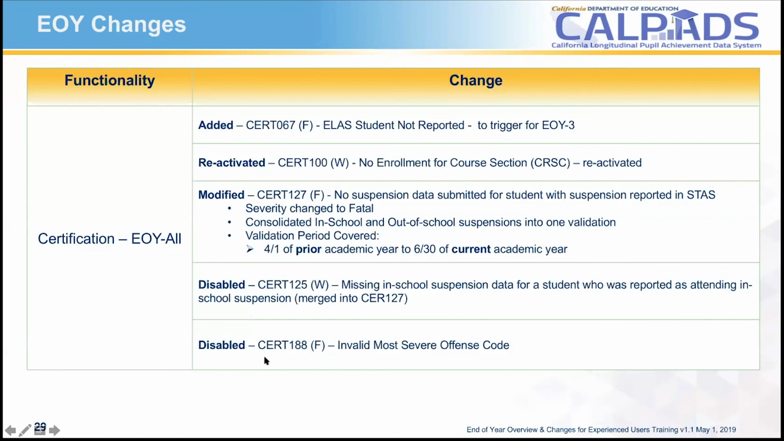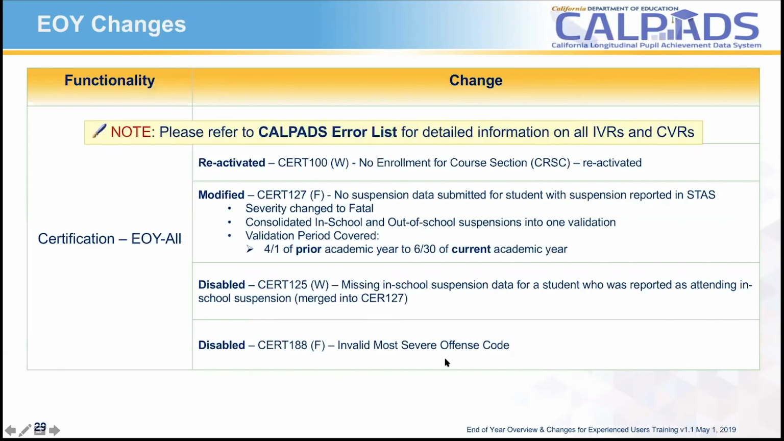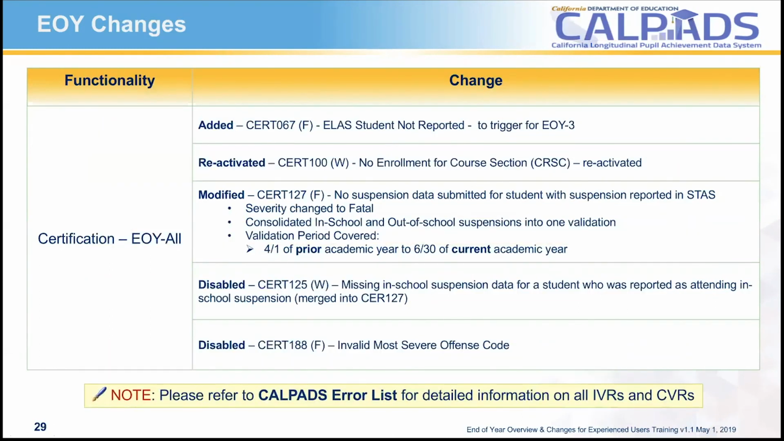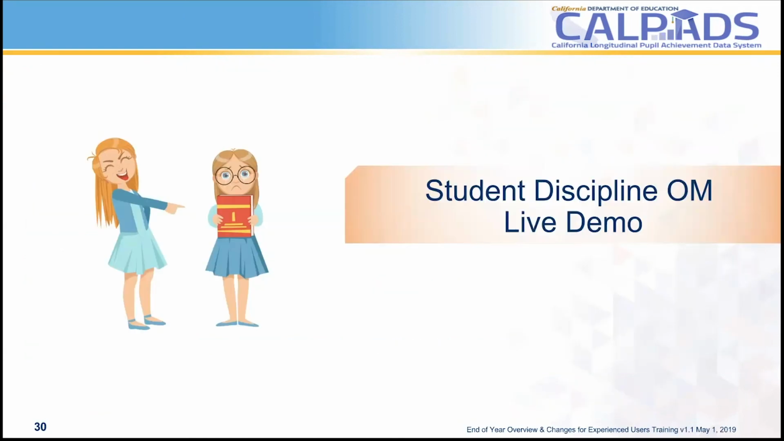And then Cert 188 fatal has been disabled this year. It is for invalid most severe offense code. So those are all of your certification changes. And again, the CALPADS error list document will provide more detailed information about these errors and other validation and certification errors and resolution tips. Okay, so those were all the system changes.